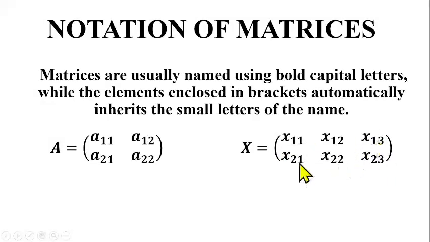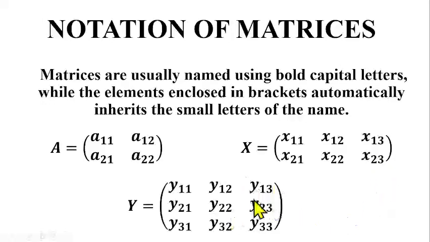X13. Then look at this one as well. This element X is in the second row, first column, X21. This element is in the second row, second column, X22. This element is in the second row, third column, X23.